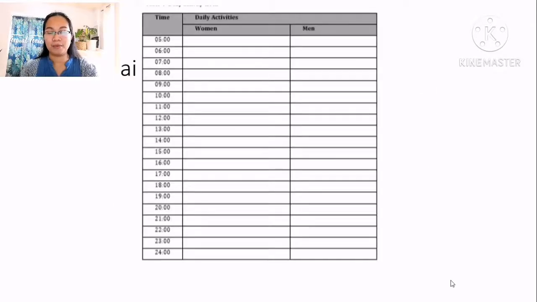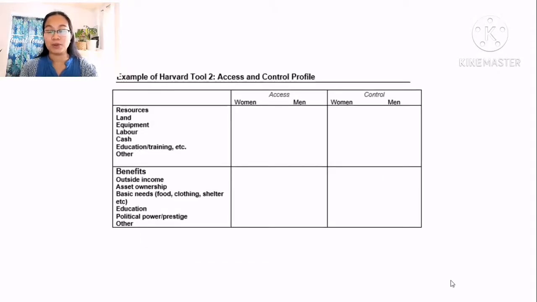And we can ask our students to answer this one. And we can also ask our teachers, our personnel, to answer this one. And then, pwede na dun lalabas kung ano yung mga gender issue. Okay, but upon analyzing this tool. Yan po, access and control.